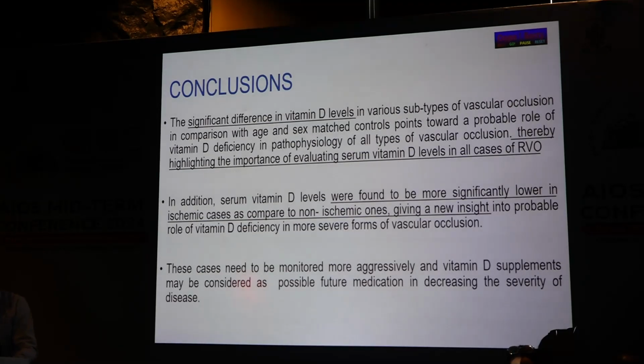Conclusion: the significantly low vitamin D levels in various subtypes of vascular occlusion in comparison with age and sex matched controls point towards a probable role of vitamin D deficiency in the pathophysiology of all types of vascular occlusion. In addition, the serum vitamin D level was found to be significantly lower in ischemic cases as compared to the non-ischemic cases. These cases need to be monitored more aggressively, and vitamin D supplementation may be considered as a possible future medication for decreasing the severity of the disease.